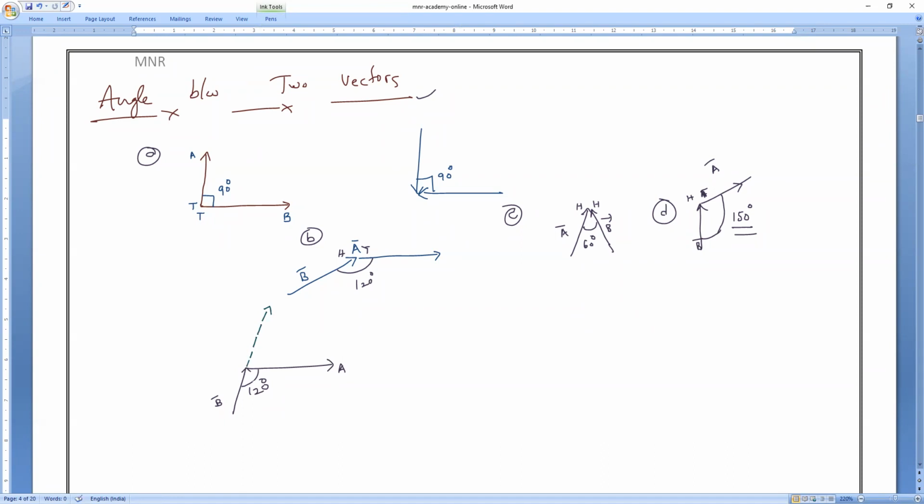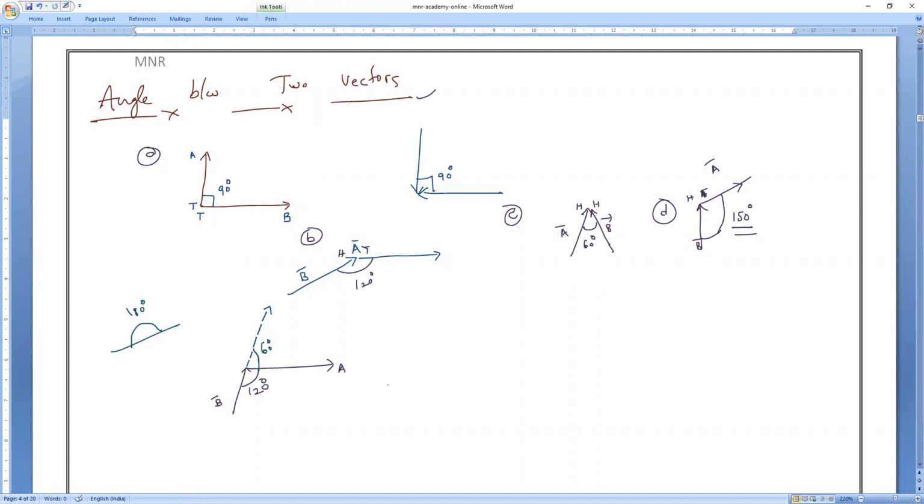Then, if this angle is 120, can you tell me what is the angle between this parallel shift and A? The total angle we know is 180. Now, if this is 120, here how much will it come? 60 degrees. Understanding? That is what you have to remember.